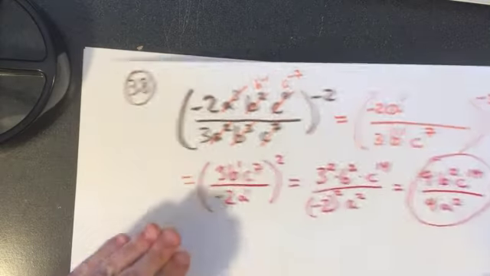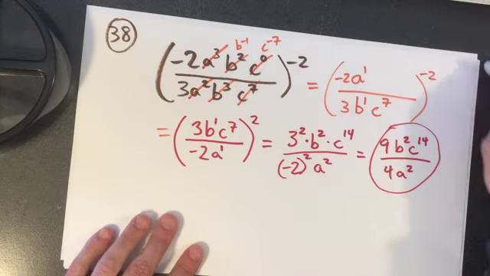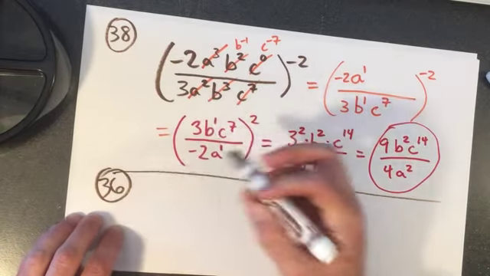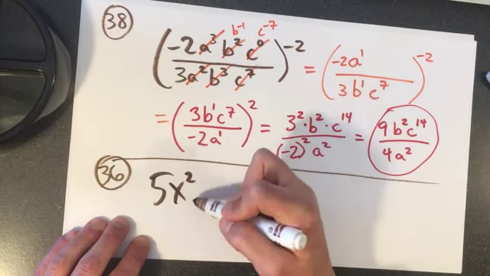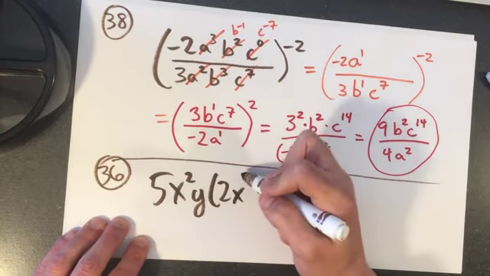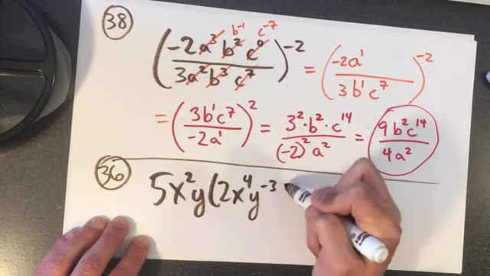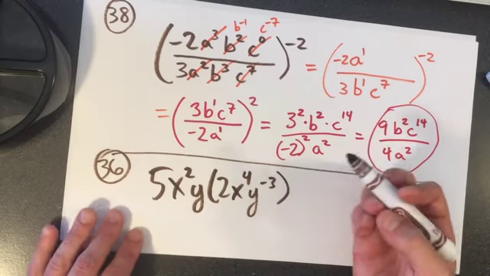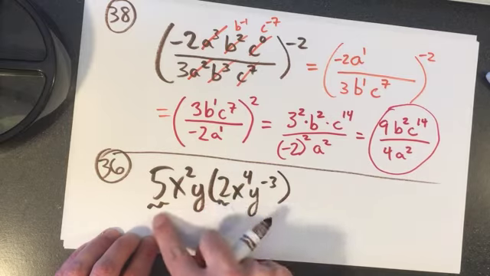Let's do just one more here. I'll keep it quick. Let's do number 36. So we have 5x squared times y times 2x fourth, y negative 3. And it's all here. So this is just another example we can practice. Well, let's look over here. We got the 2 and the 5 and the 2, pardon me.